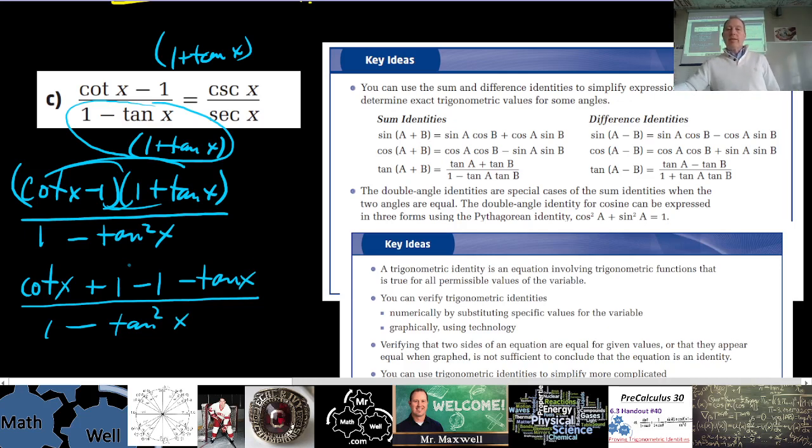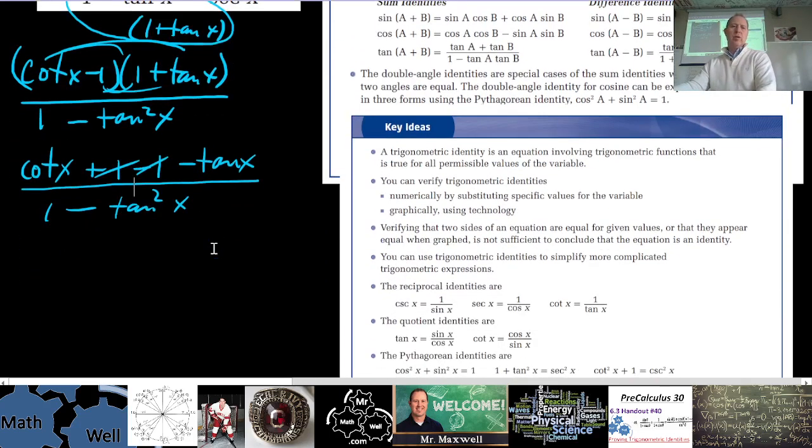Okay. Well, the ones I can get rid of. That's nice. That's nice and handy. One I can get rid of. Cotan x minus tan x. Those are real close, but let's see.